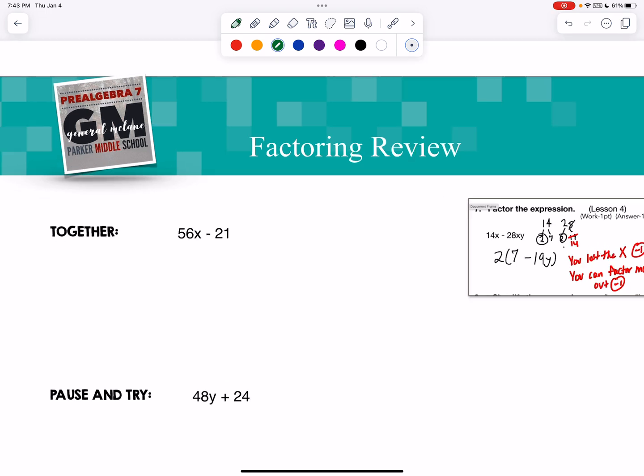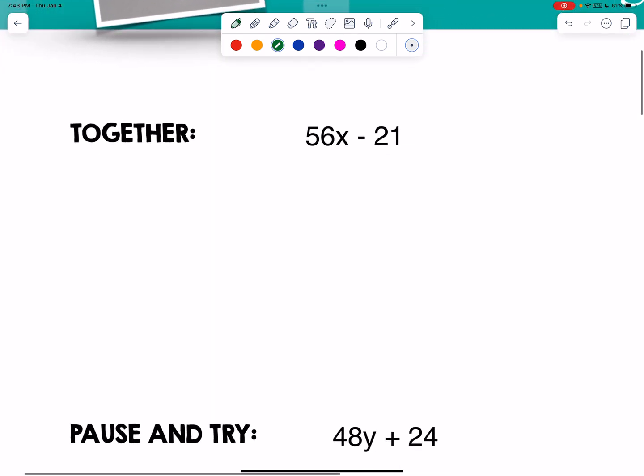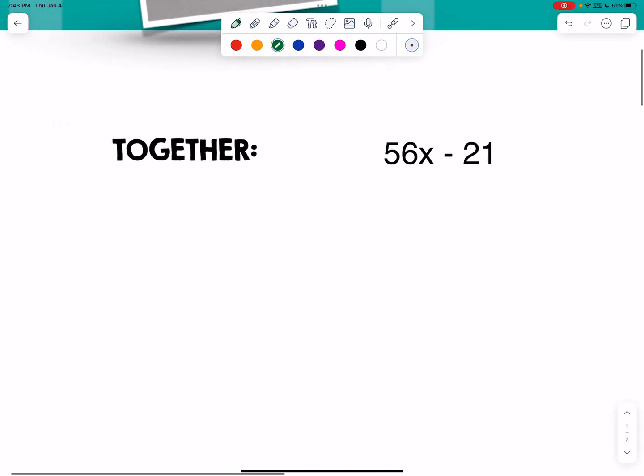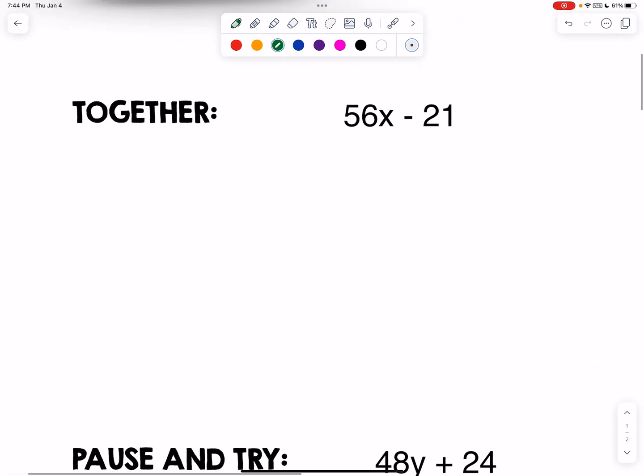All right, let's go ahead and do this together. Get this exported to Notability. We're going to walk through some of these problems as a review. Okay, so factoring, remember, we're taking these two terms and we're finding what can we pull out, so that we're left with a single unit on the inside. So we always do the parentheses first, and we're thinking, okay, out of these two things, what is in common that I can pull out?